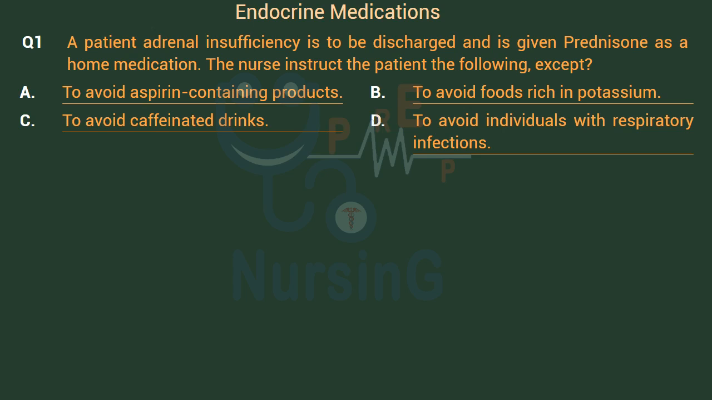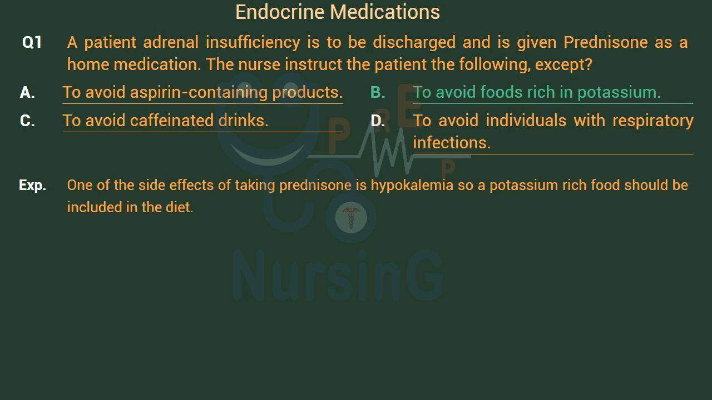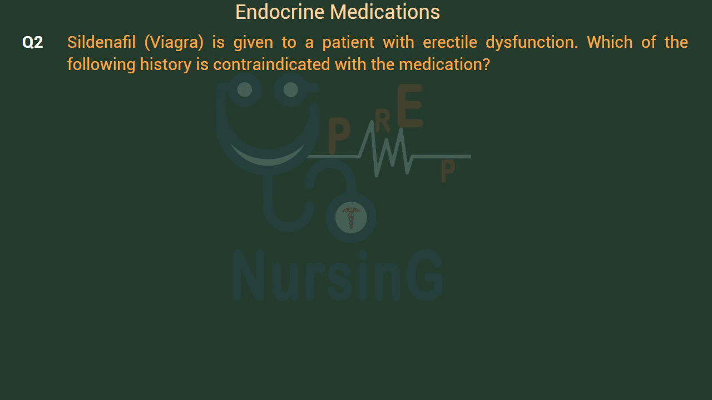Right answer is Option B. To avoid foods rich in potassium. One of the side effects of taking prednisone is hypokalemia, so a potassium-rich food should be included in the diet.